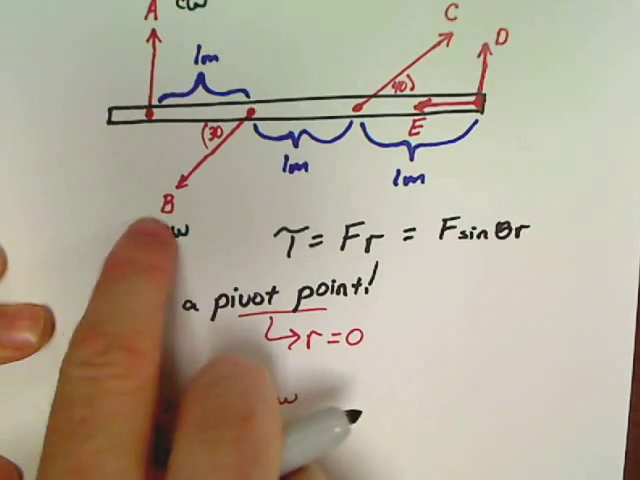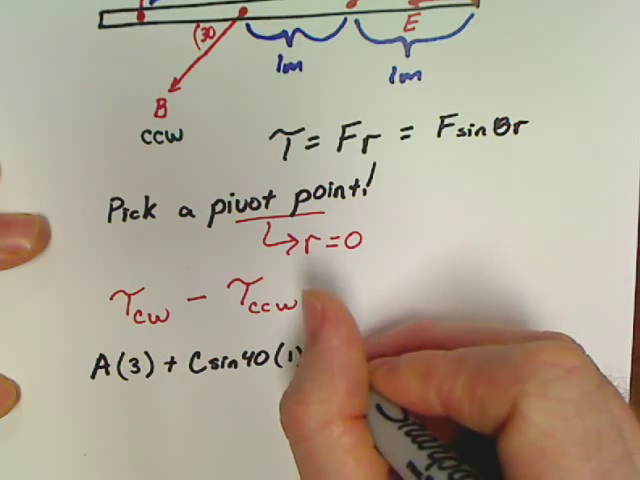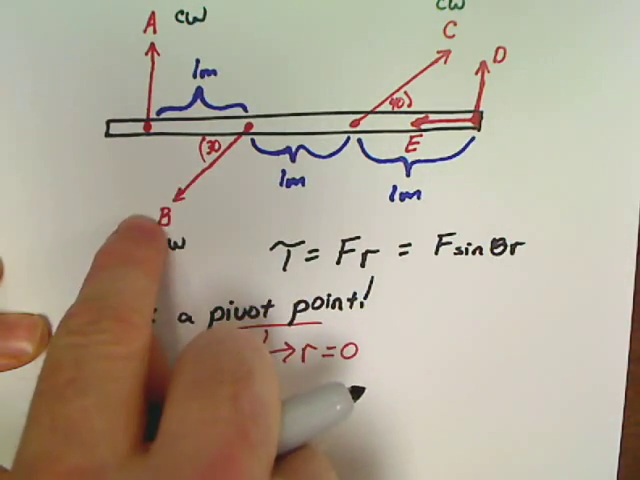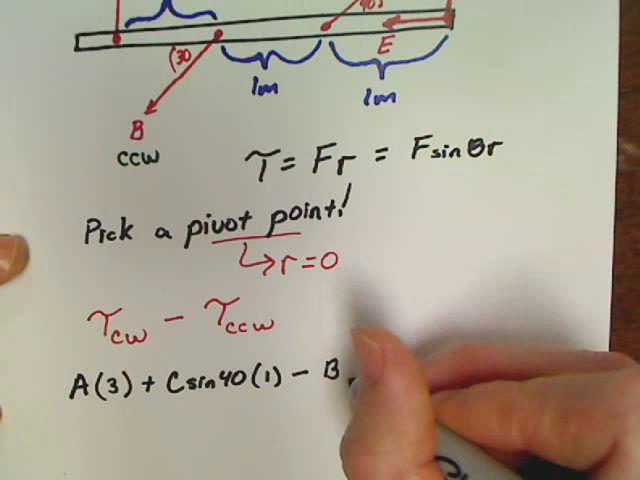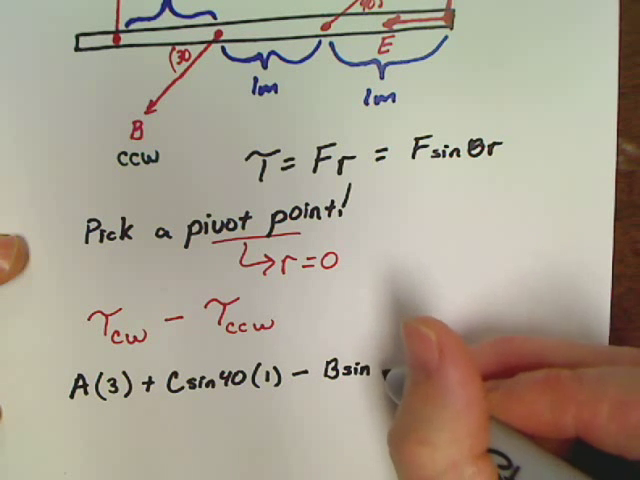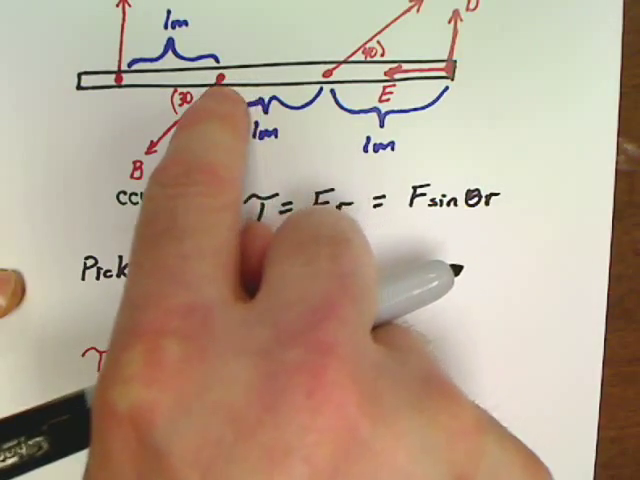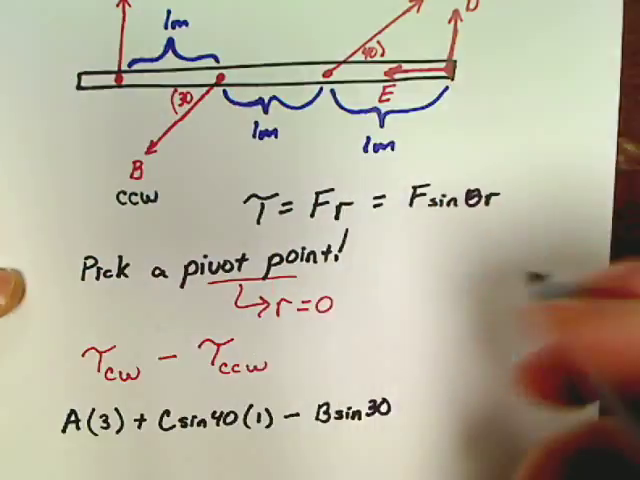And now I'll go back. This one was counterclockwise. So I'm going to subtract it. I'm going to write minus for this next one. And now if I look, it's at an angle as well. So I'm going to write minus B. I'm going to write sine again, sine of 30. And now all I know is how far is B from the pivot point. Well, this is my pivot point. So I've got 1, 2.